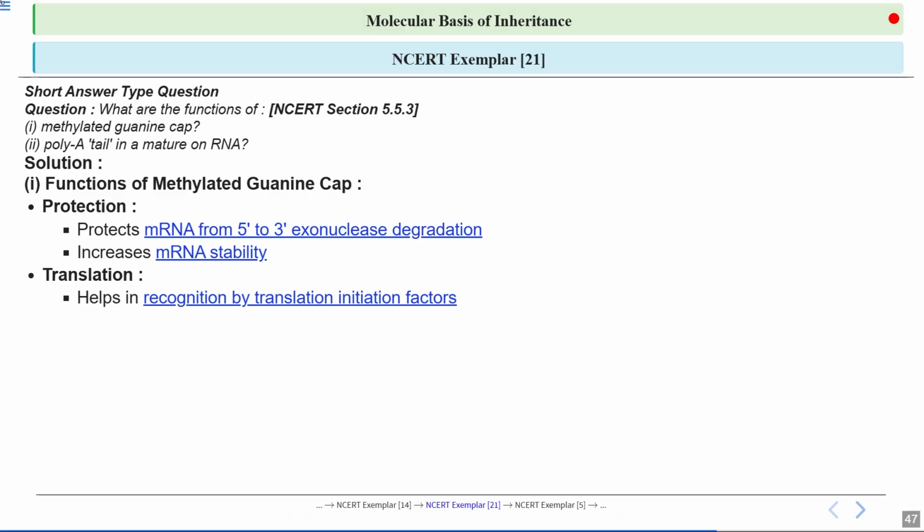and then it helps in the recognition by translation initiation factors also, because mRNA is further translated into the proteins. Here, you can see this methylated guanine cap.